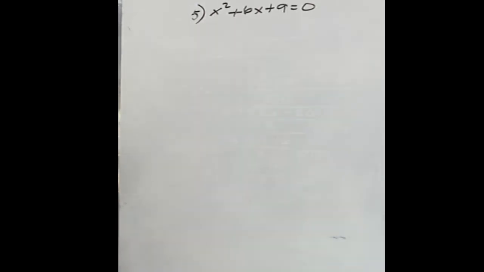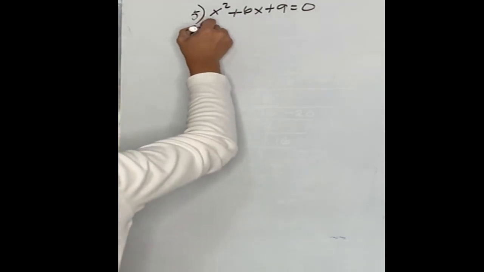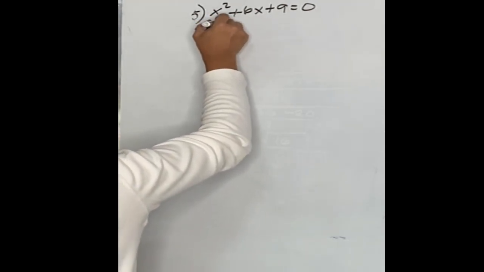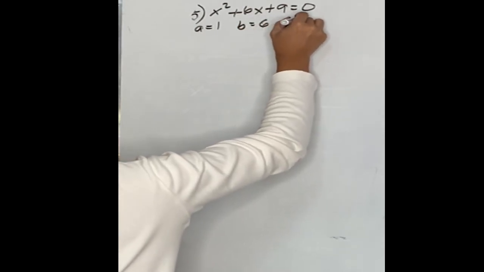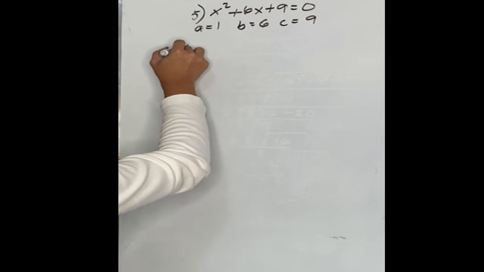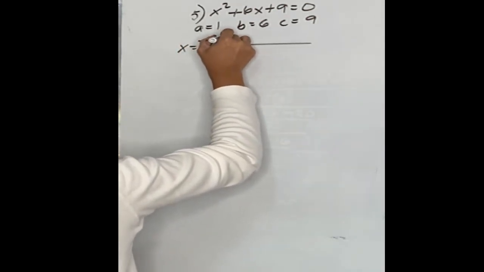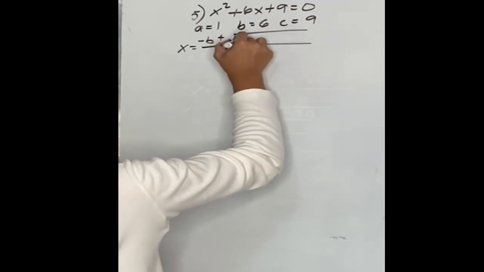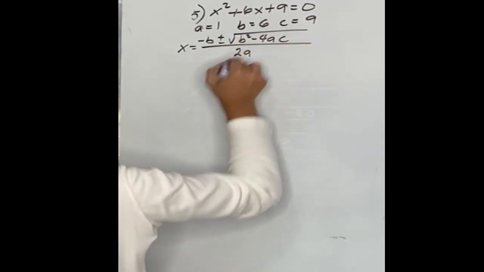X squared plus 6x plus 9 equals 0. We will be solving by quadratic formula. But first, let us identify the values of a, b, and c. A is 1. B is 6. C is 9. Solving by using the quadratic formula, the formula will be negative b plus minus the square root of b squared minus 4ac all over 2a.